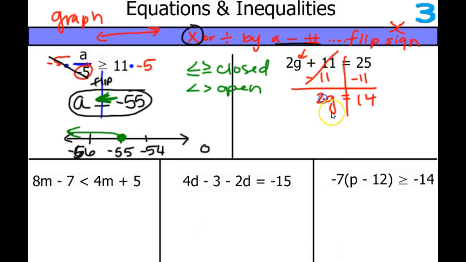And then the opposite of multiply by 2 is divide by 2. 14 divided by 2 is 7. If you're not sure if you got the right answer, you can plug it back in, see if you got it right.